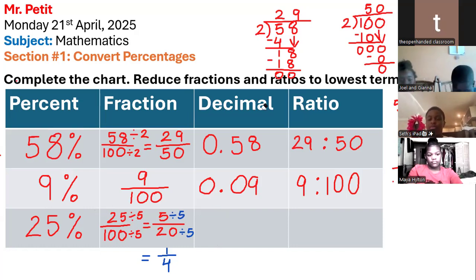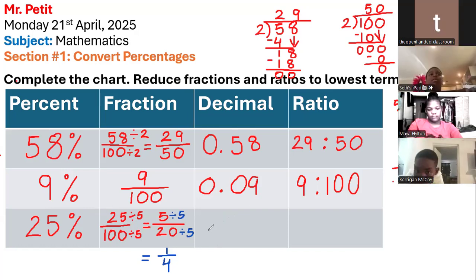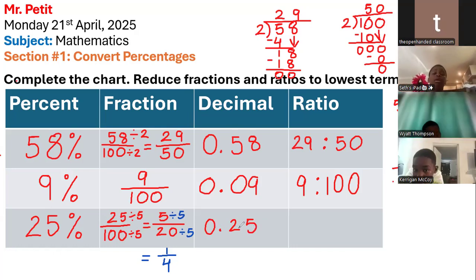Carrie, again, what is 25% written as a decimal? 0.25. And Wyatt, what is 25% written as a decimal? 0.25. Very good, 0.25. Now, as a ratio, what's the ratio going to be?